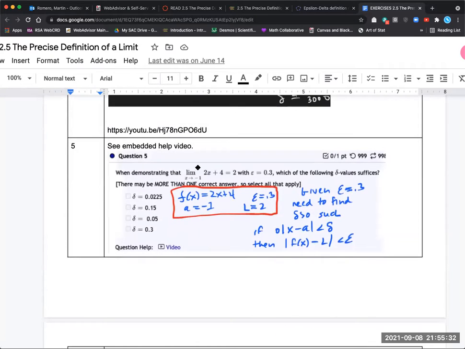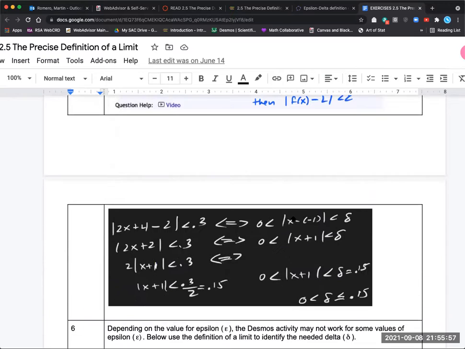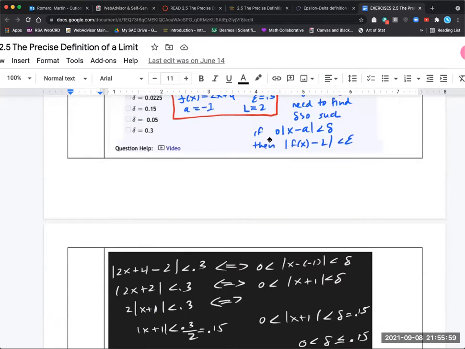There's some notation here. So when demonstrating the limit of this equals 2, which we know because you plug in -1, with epsilon equals 0.3, what of the following delta values suffices? Meaning, how close do I need to get to -1 so that my function is within 0.3 of the limit 2? And so we're trying to play that game there. You use the definition that we have, right?